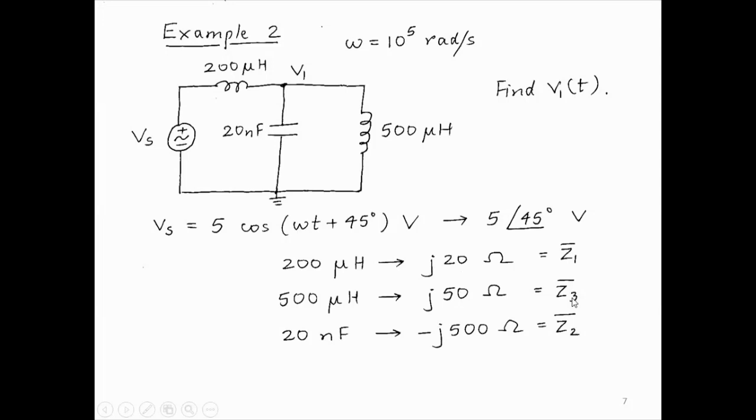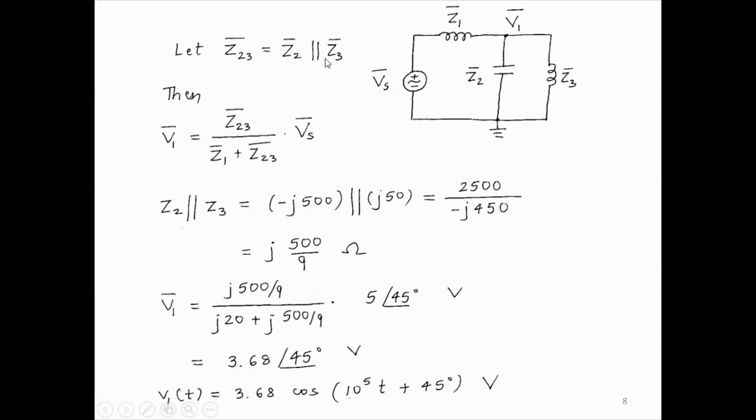So I'm calling them Z1, Z2, Z3. And we are asked to find this voltage V1. What we'll do is say Z2 and Z3 are in parallel, so we combine them. And then V1 we find by voltage division: this impedance divided by this impedance plus this, into Vs. I'm just illustrating these simple techniques we've studied before in the complex domain. So Z23 is Z2 parallel Z3, and then V1 is equal to Z23 by Z1 plus Z23, into Vs.